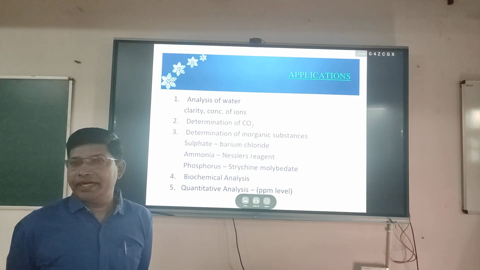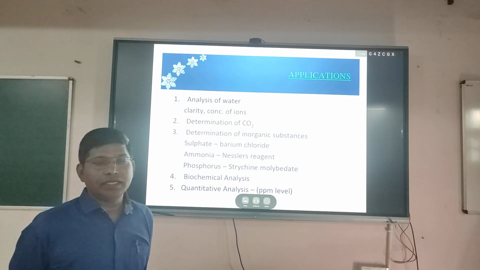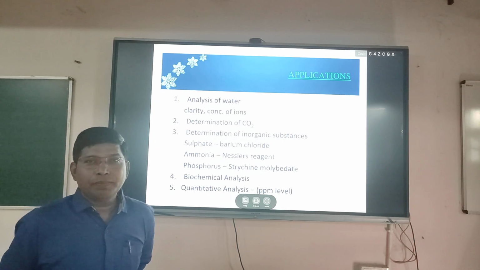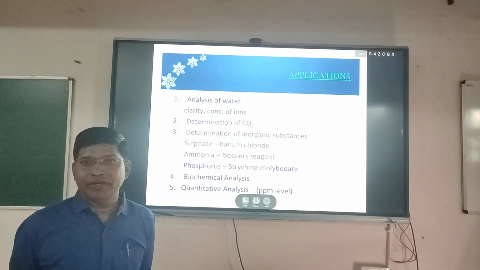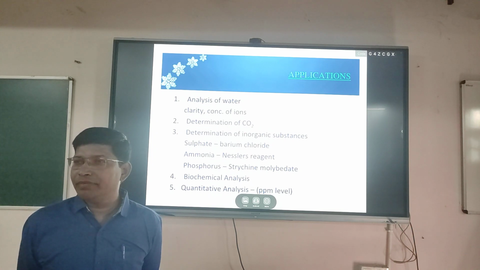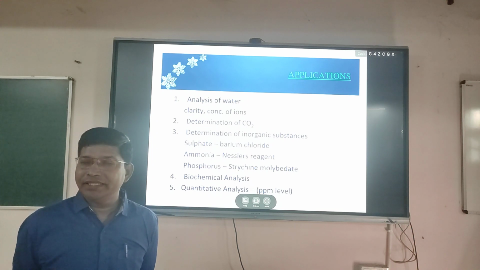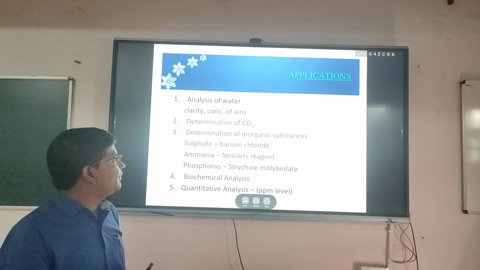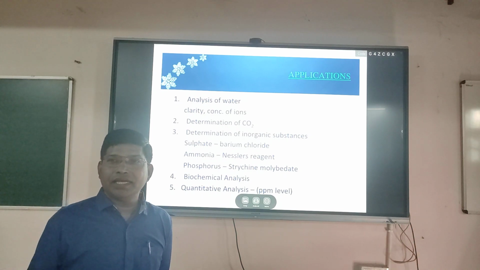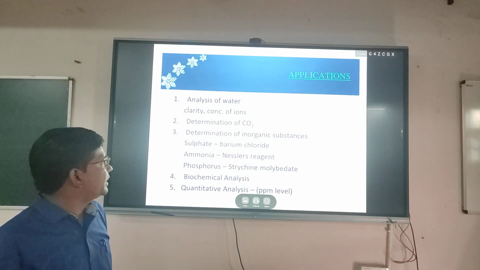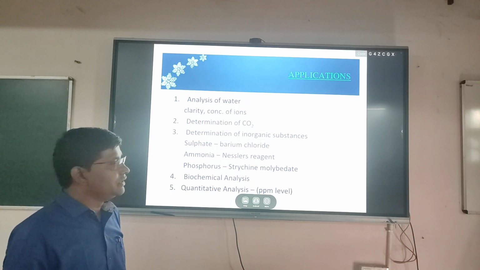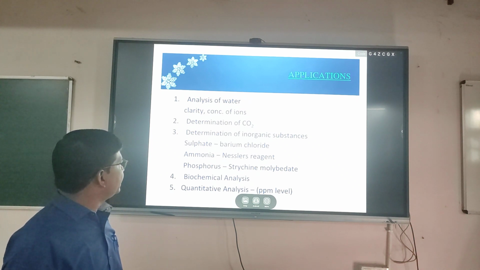Another one is the determination of carbon dioxide. In our day-to-day life we take soft drinks, and a soft drink contains carbonate. If you want to determine the carbonate present in that soft drink, we will use some other reagent to form suspended particles of carbonate, and then we can determine the concentration of carbonate in the solution.